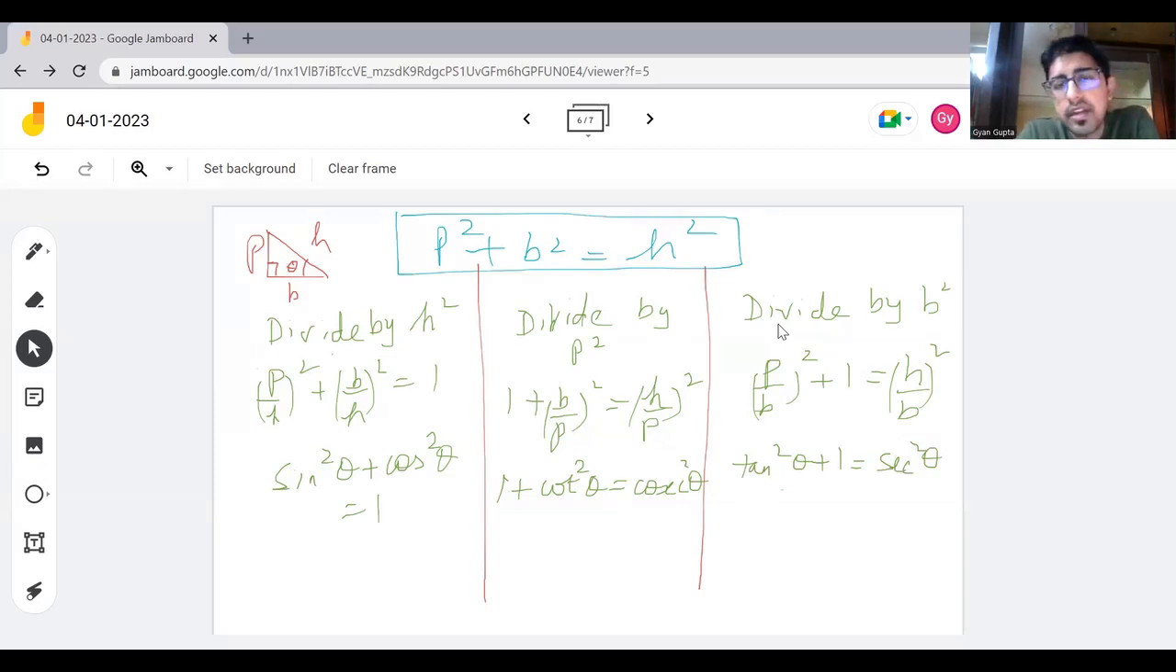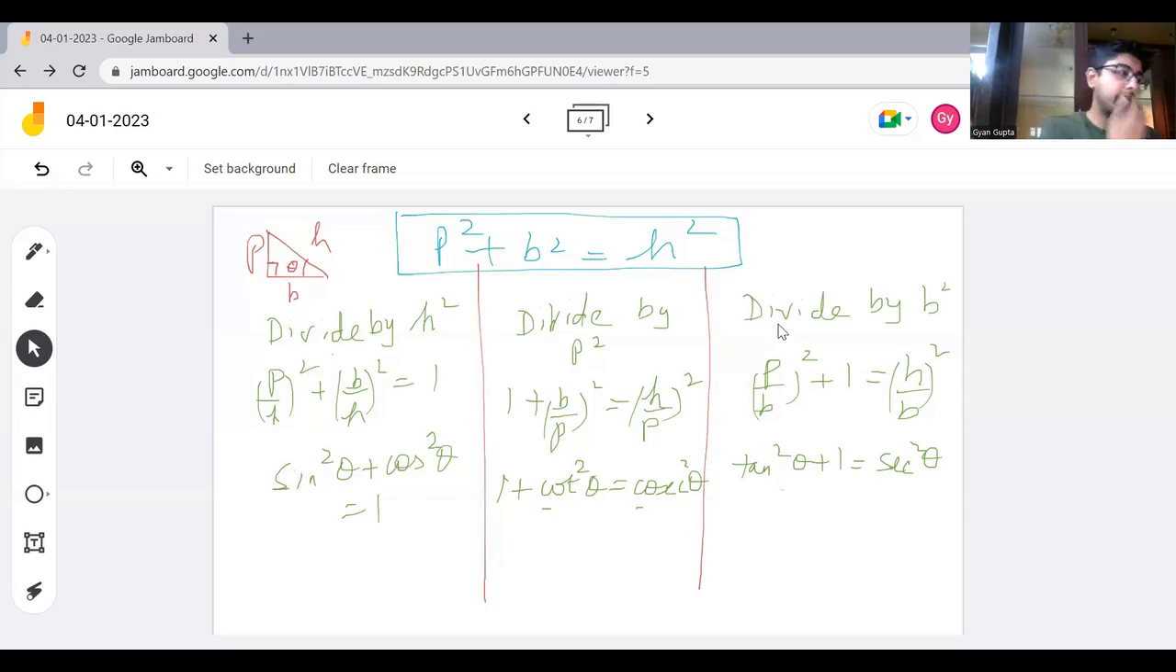One easy way that I use to remember the relation between cosecant and cot, or secant and tan, is that this is a C and this is a C. So cosecant has a relation with cot. Alternatively, secant has a relation with tan. And sine and cos are basic trigonometric ratios. So that's a relation in itself.